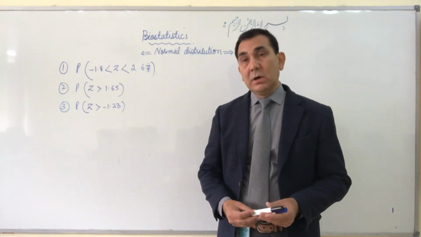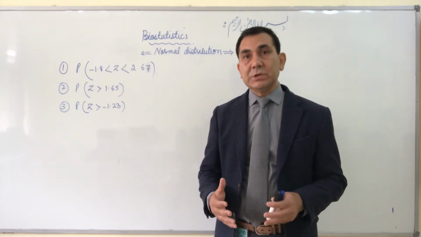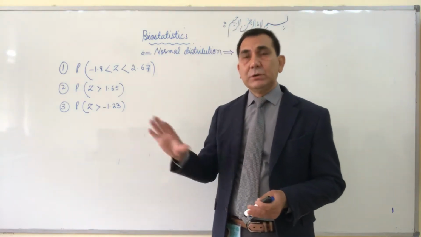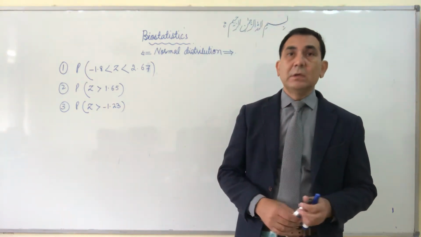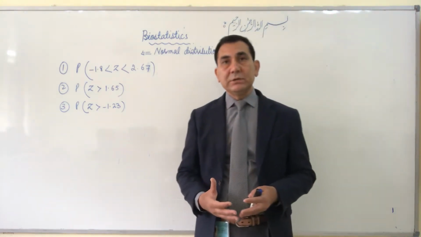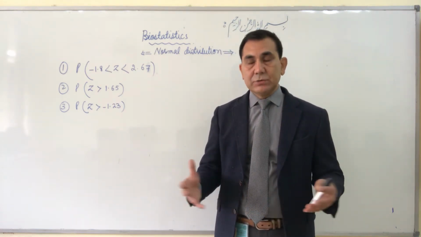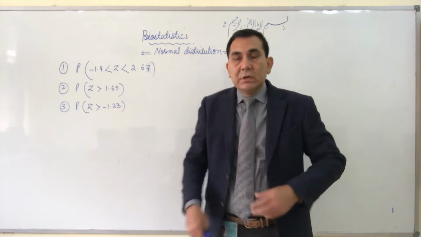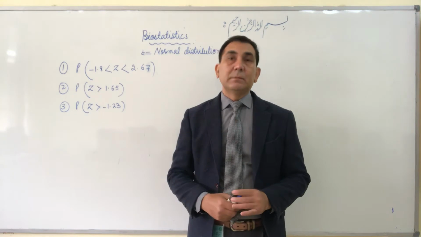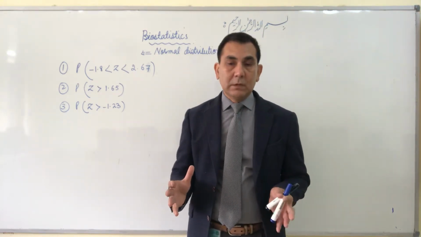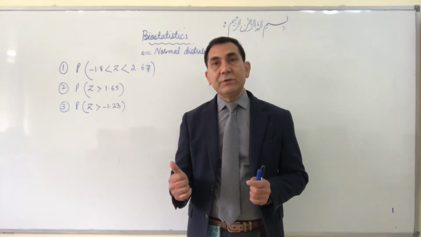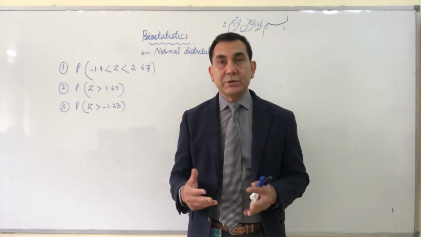Today is lecture number 6, and we will cover part B. Yesterday we learned about the normal distribution, what it is, and its properties, as I told you in the previous lectures: what proportion or percentage lies within 1 standard deviation, 2 standard deviations and 3 standard deviations.